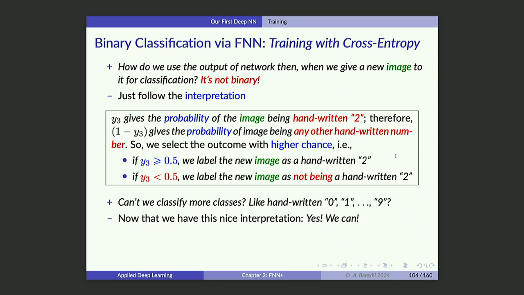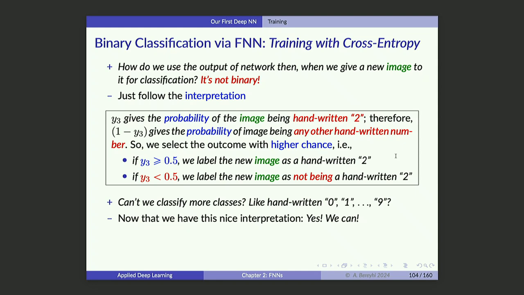Last time we ended up with the classification problem. We considered the binary classification problem, where we wanted to do a binary classification of a bunch of images. We had a bunch of images of handwritten numbers, and we wanted to know whether one image is a handwritten number 2 or not, right? So this was the problem. It was a binary classification.